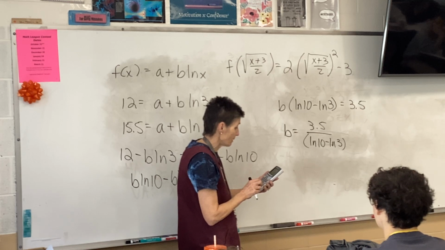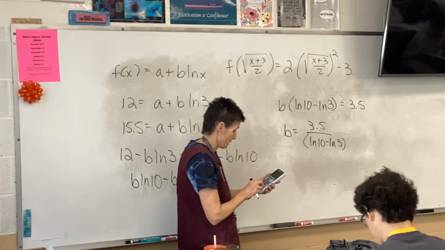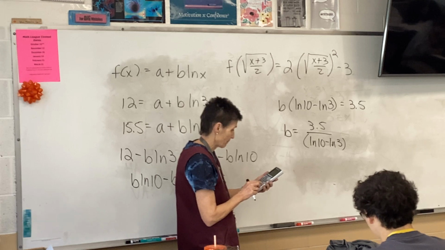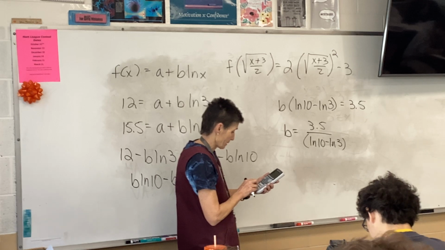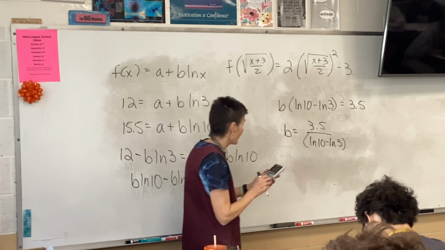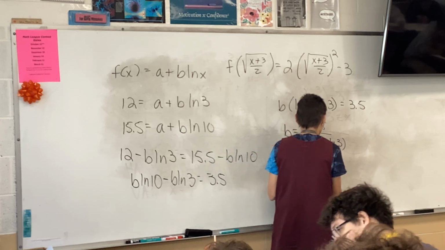Well, I just got an error. Oh, I see. So 3.5 divided by... Helen, what did you get? Say it louder so we can hear. 2.907. That's what I got. 2.907.